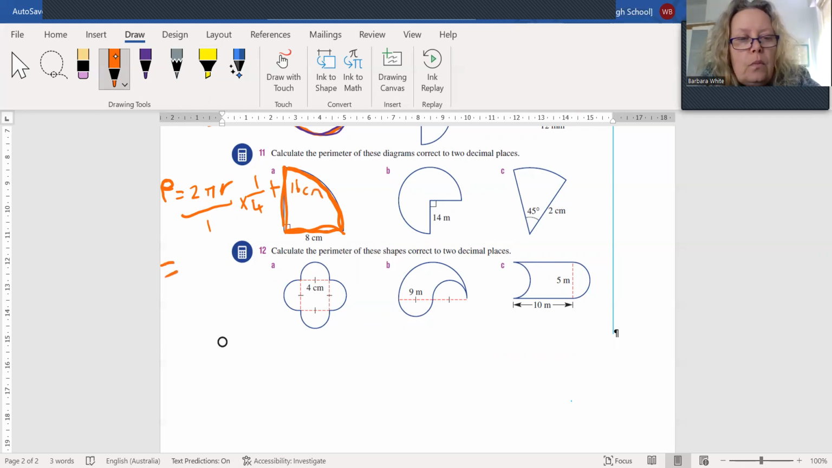2 times pi times the radius. And you know, you can simplify fractions. Times a quarter is the same as divide by 4. Divide it by 4, add 16.